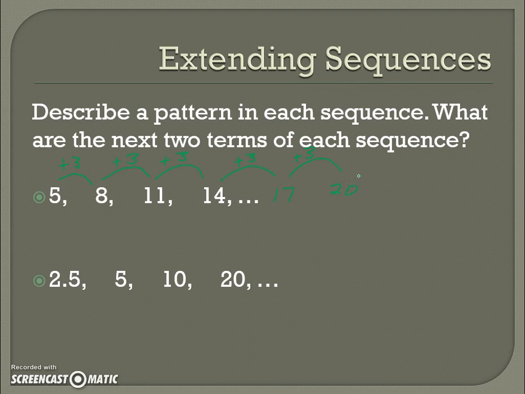Down here I have 2.5, 5, 10, and 20. So on this one it looks like it's doubling every time. So my rule is multiplying by 2. So my next two terms are going to be multiplying by 2. So I'd have 40, multiply by 2 again, and it's 80.